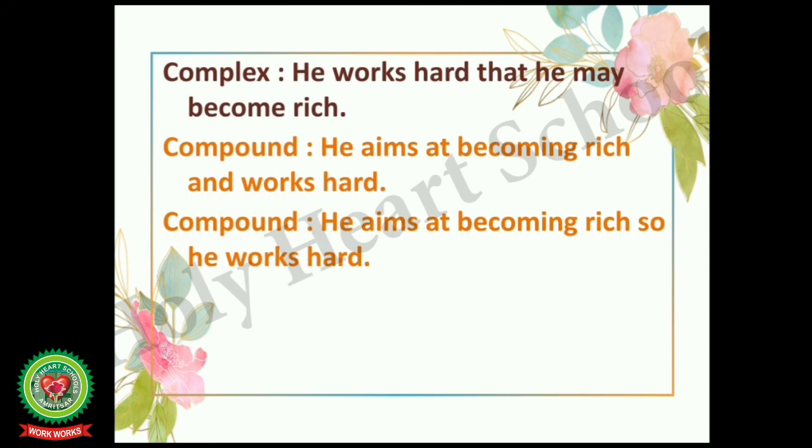Now, next one, he works hard that he may become rich. Now in this case, the statement shows purpose. So we can use the coordinating conjunction and. So our answer will be, he aims at becoming rich and works hard. We can also use the coordinating conjunction so. And the answer will be, he aims at becoming rich, so he works hard.